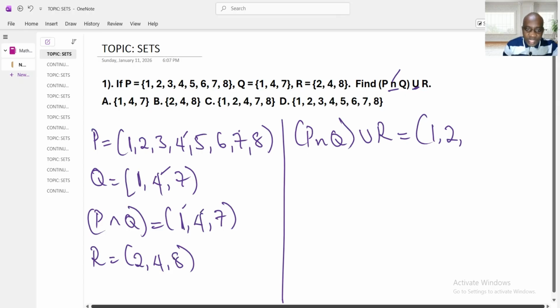What's the next one? 4. 4 is here and 4 is here. It means that you will unite them together without repetition. Not that you pick 4 and 4 two times. No, you only pick 4 once. The next one we have 7. The next one we have 8. Therefore, our final answer is 1, 2, 4, 7, 8. Do we have that? 1, 2, 4, 7, 8. Option C is the final answer. Let's move to the next question.